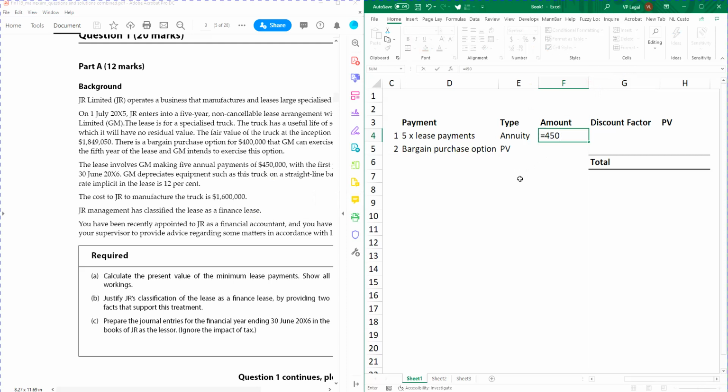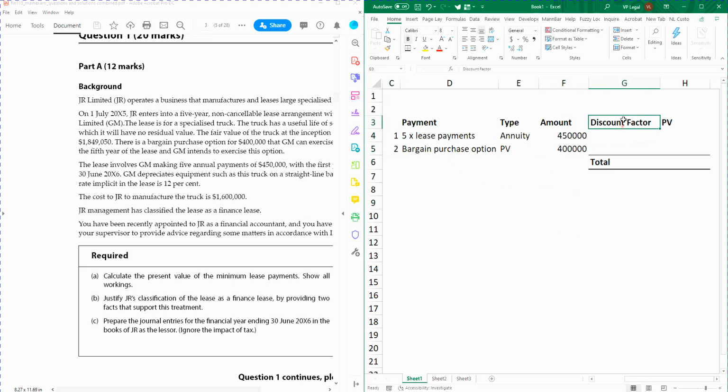So this one is 450,000. Now keep in mind, you don't do 450,000 times 5, because when it's an annuity, you just times that by the annuity present value, which just calculates it based off the repeating amount. So you only do it off the single payment amount. And then the bargain purchase is 400,000.